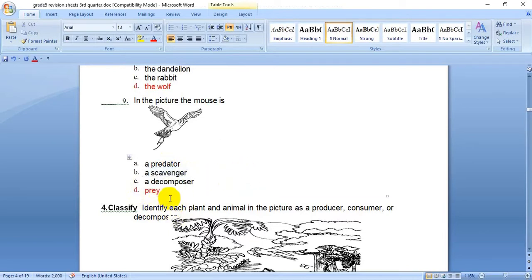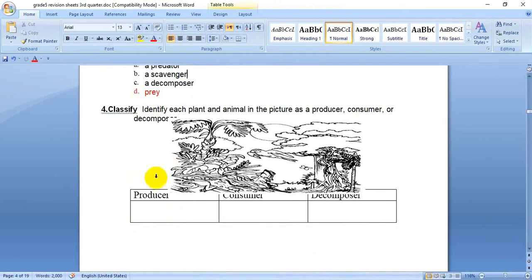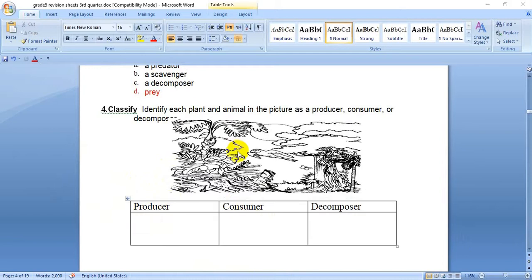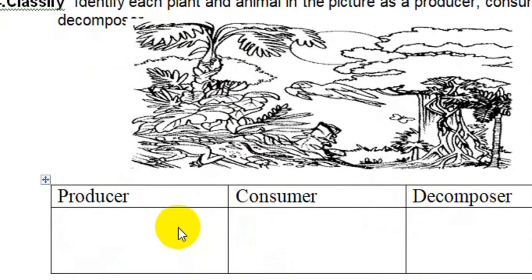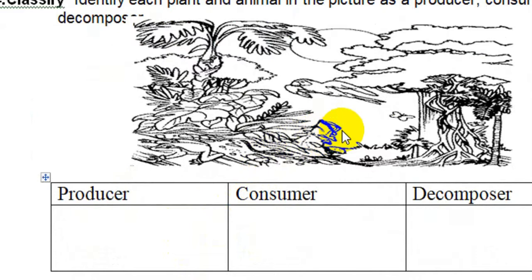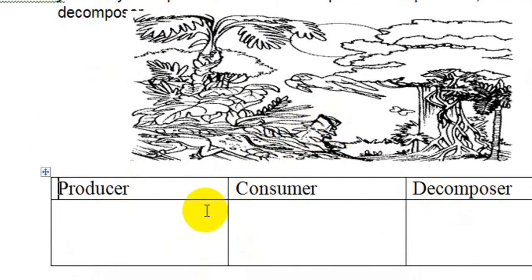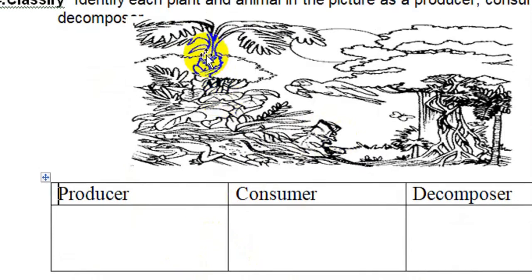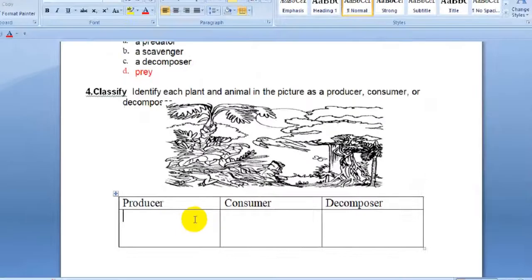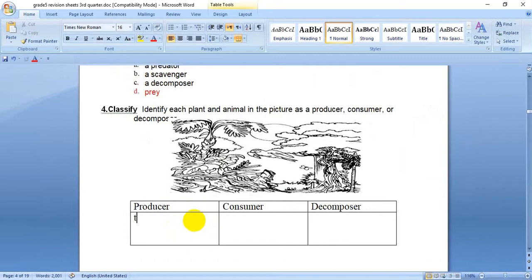Next question, we have to classify the organisms that we see in the figure here. We need to know which one is producer, which one is consumer, and which one is decomposer. So let's see here. Which organisms here are producers? As we see in the figure, we have trees here, so producers like trees, and we have grass too. So these two are producers.